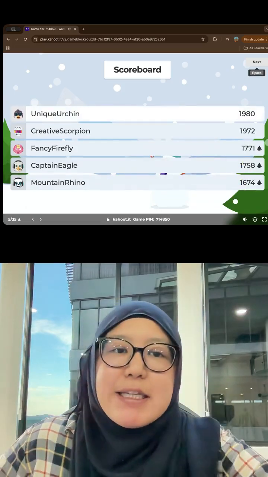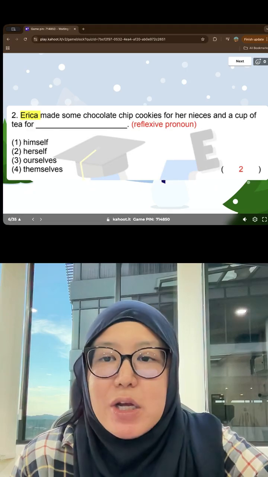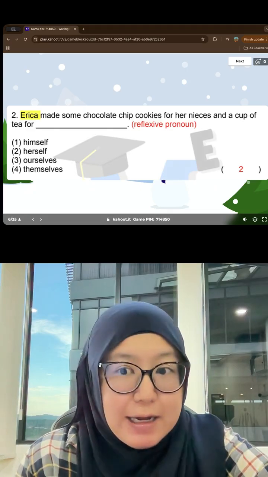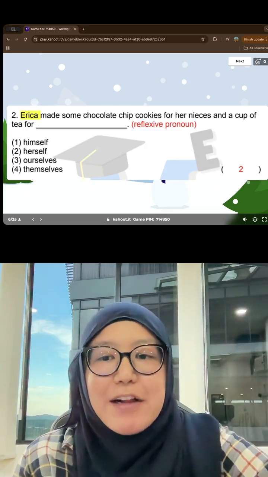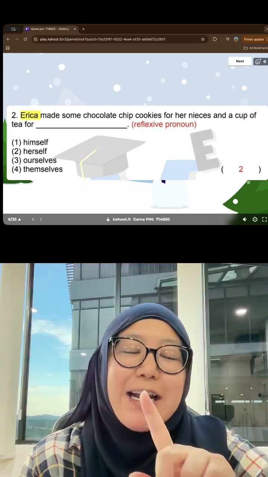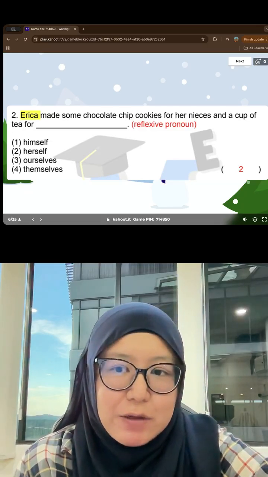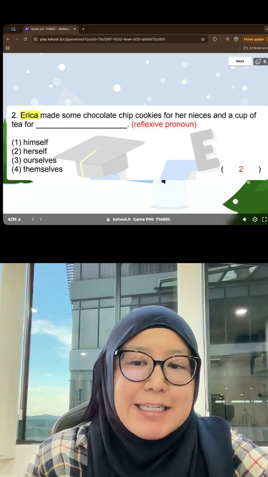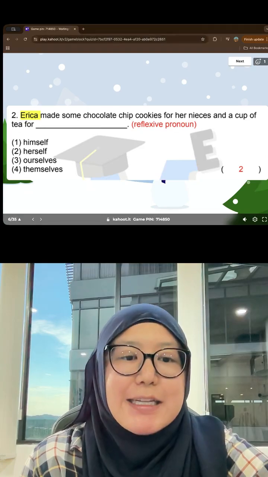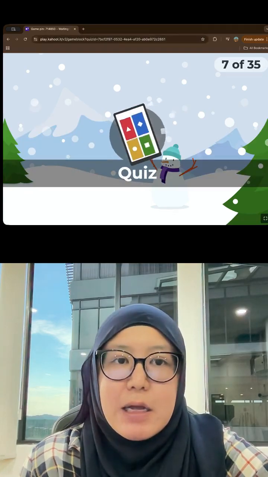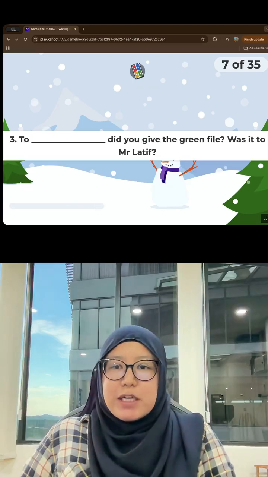Unique urchin, still standing strong. So, Erica, the reflexive pronoun of Erica is herself, okay, not themselves. This can be a tricky question as well. So, that's why some of you answered themselves, because the subject here is Erica. All right, next question, question number 3.